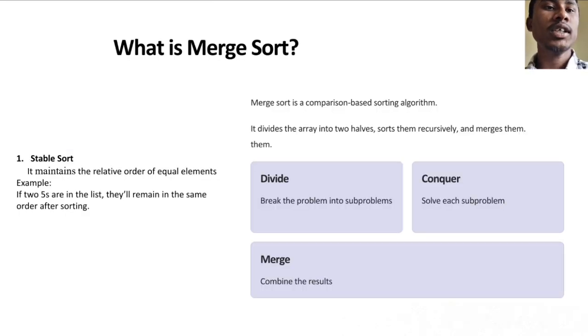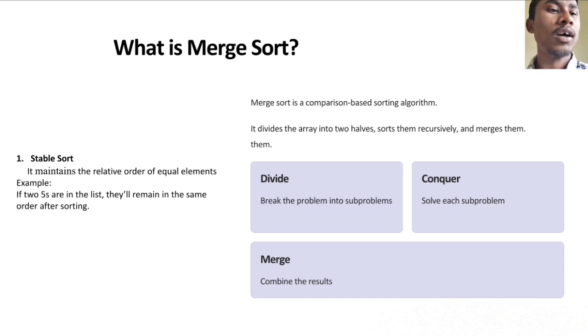Next, what is a merge sort? Merge sort is a comparison based sorting algorithm. It divides the array into two halves, sorts them recursively and merges them. First of all, we discuss divide. It breaks the problem into subproblems. If you have any large problem, then we can divide it into small problems, then we can solve it easily. So the result time may be very less. It takes less time to get the results.